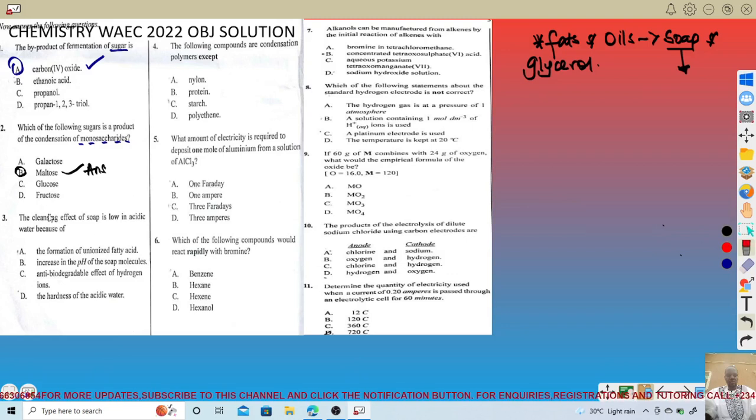Let's change to red. So what I'm trying to say now, let's read: the increase in pH is wrong. Antibiotic, this is rubbish. The formation of undissolved fatty acid. Now be careful about this. The hardness of acidic water, yes, because there is presence of acidic water. That is why it doesn't soap, or it is not soapy. Okay, I hope you understand.